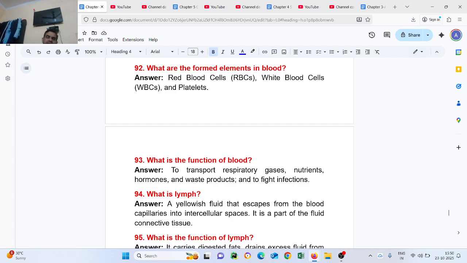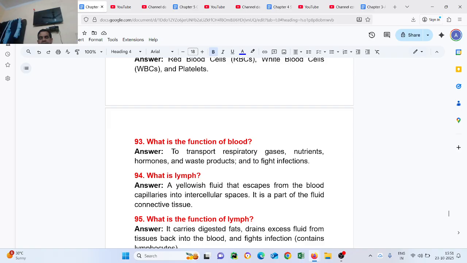Question number 94. What is lymph? A yellowish fluid that escapes from the blood capillaries into intercellular space. It is a part of fluid connective tissue.